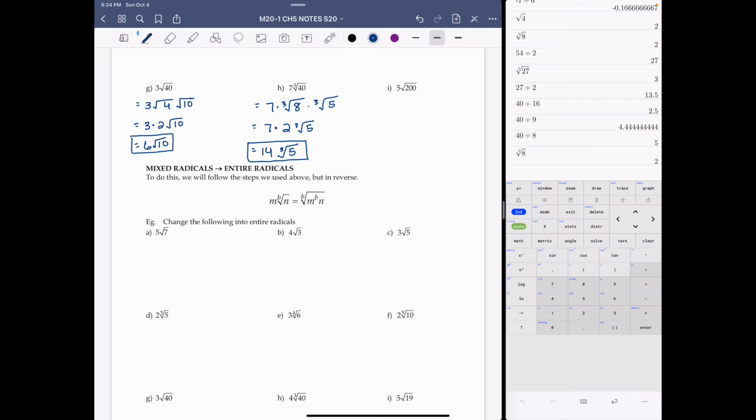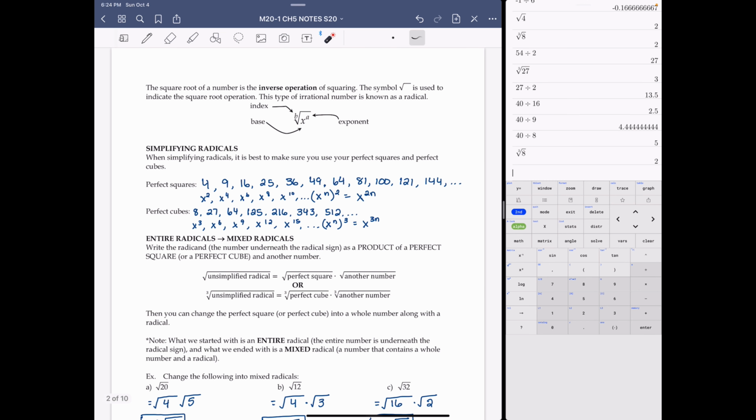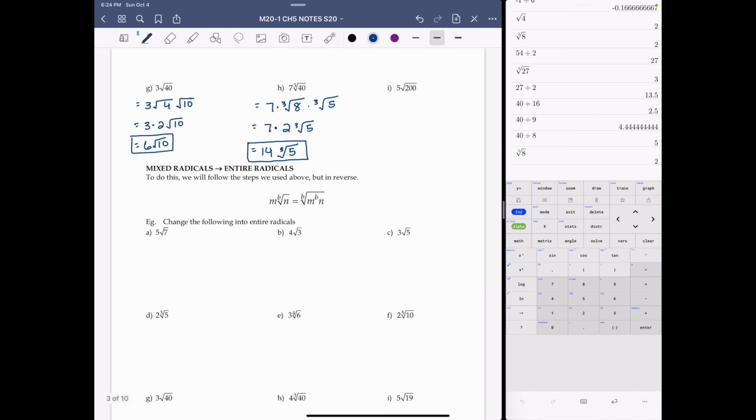Last one of this type, 5 times the square root of 200. Half of 200 is 100. So we want to look in the list of perfect squares for numbers that are 100 or less. And we see that actually the number 100 is in the list, which means that's going to be our number. We write this as 5 times the square root of 100 times the square root of 2. We can take the square root of 100. We get 5 times 10 times the square root of 2. 5 times 10 is 50. And then square root 2.